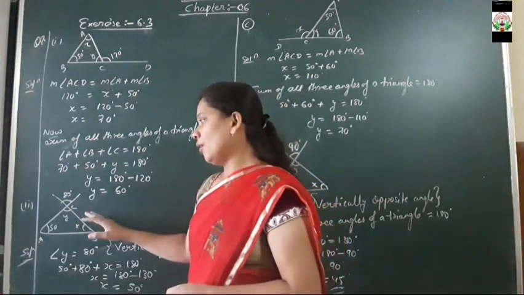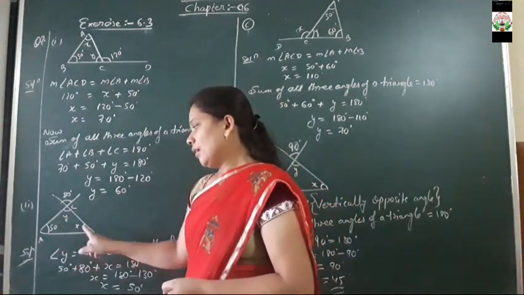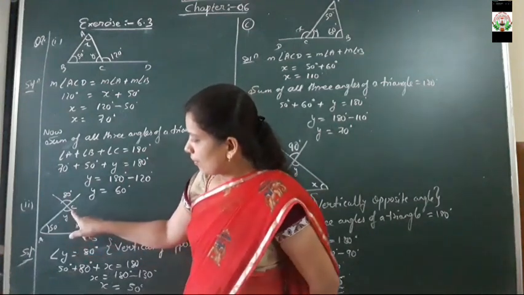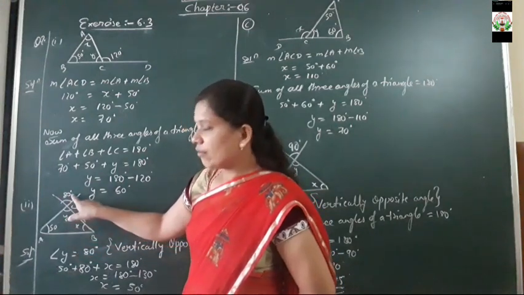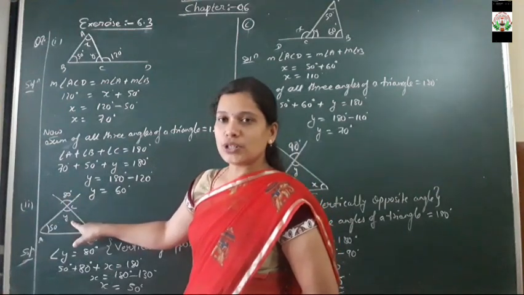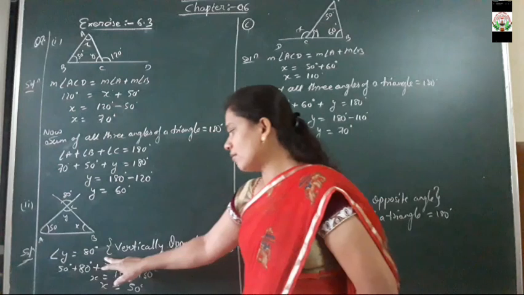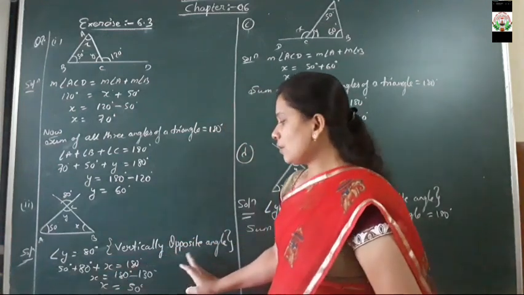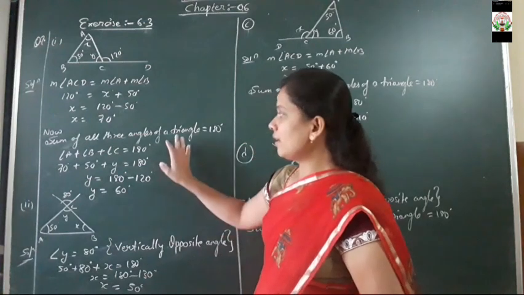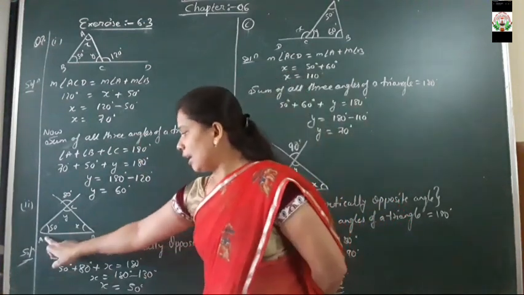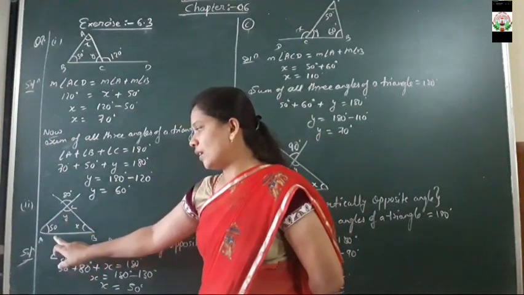Clear? Now for the B part of the question, the unknown angles x and y we have to find. You can see from the figure itself that angle y will be equal to 80. Why is it so? Because both are vertically opposite angles. So here angle y is equal to 80 degrees because it is a vertically opposite angle. Now as we know, the sum of all the three angles of a triangle is equal to 180 degrees.